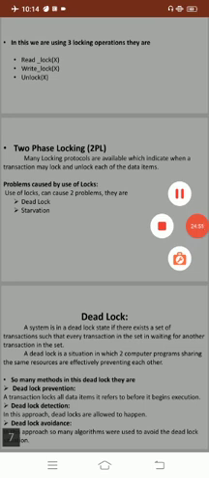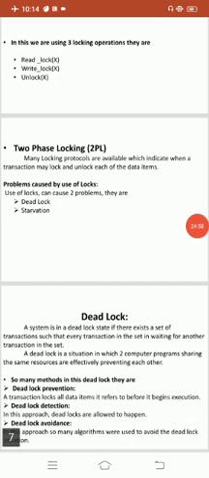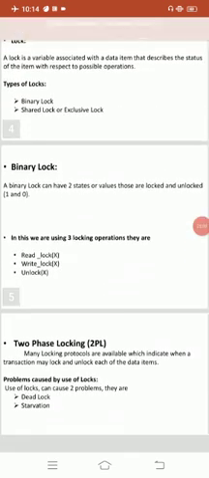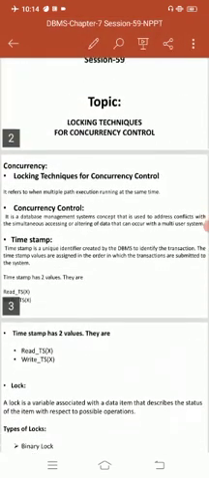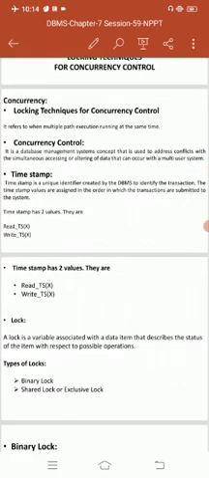These are the brief introduction to DBMS of this session: locking techniques for concurrency control.